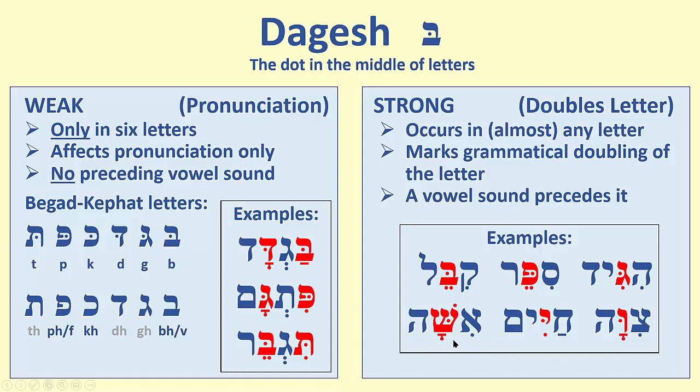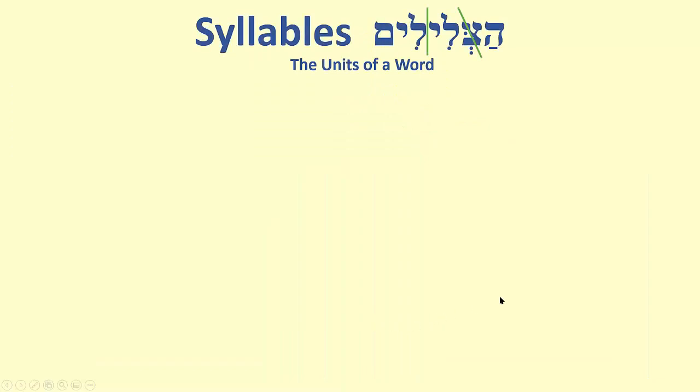And the last example has a sheen that's grammatically doubled. We know that it's grammatically doubled because it has a dagesh in it, and it's not a begad kefat letter, so it can't be a weak dagesh. But just to make sure, we can always look over and see that there is a preceding vowel, so we definitely know it's a strong dagesh. Isha is how it's pronounced.